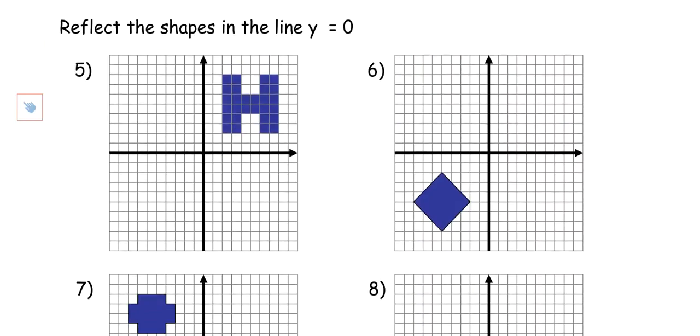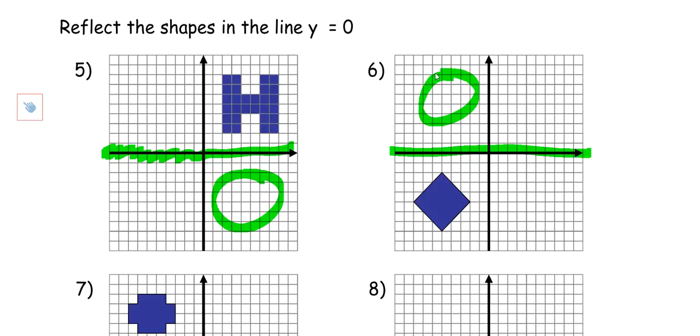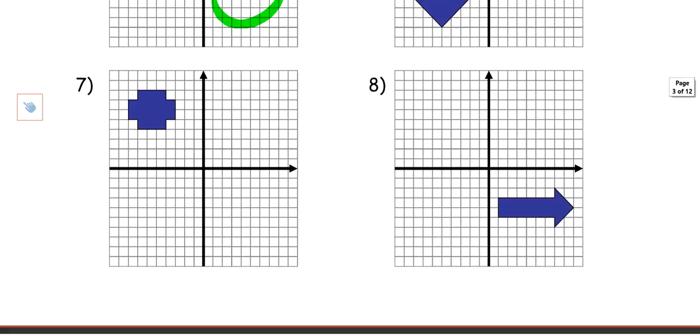Have you got onto the y equals 0 ones already? Yeah. So the y equals 0 line would be this line. So we've got an H here. Hey, you got that. This one would be down here. This arrow would be there, facing the same direction. Okay.